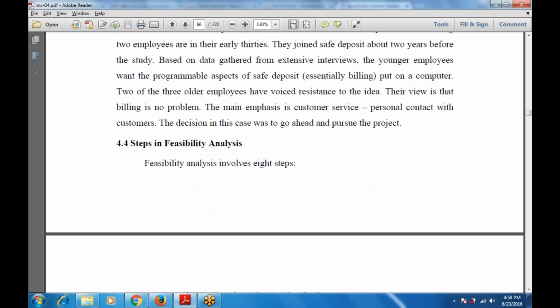Now next is, what are the various steps in the feasibility study?